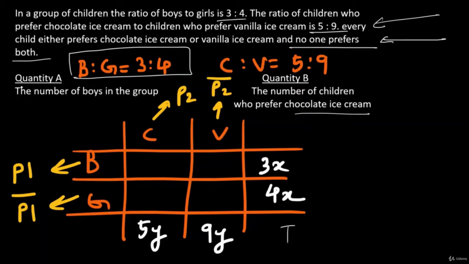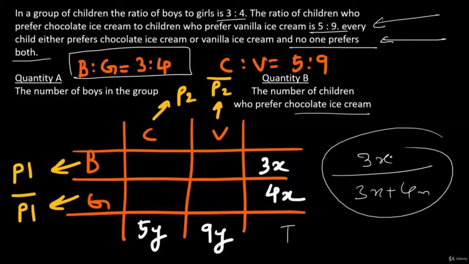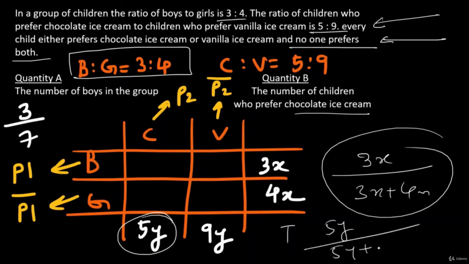All right. Now we need to find the number of boys in the group. That's quantity A, and quantity B is the number of children who prefer chocolate ice cream. So the number of boys in the group will be equal to 3x divided by 3x plus 4x, right? That would be the percentage of boys in this group. So that is a fraction which is 3 by 7. Similarly, the number of children who prefer chocolate ice cream will be this part over here. Now, what percentage of children belong to this? That would be 5y divided by the total, which is 5y plus 9y. Again, this is a fraction which is 5 by 14.